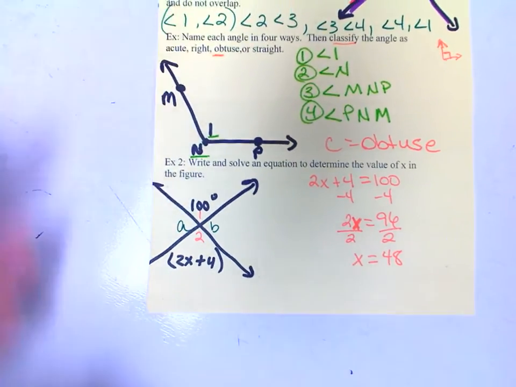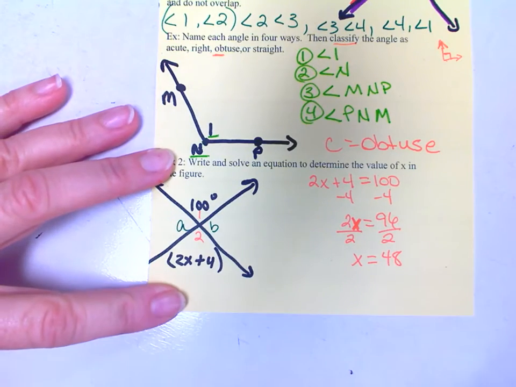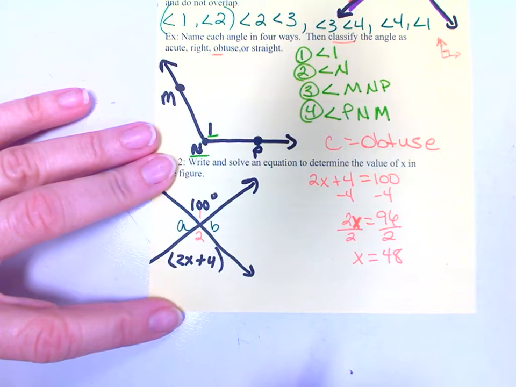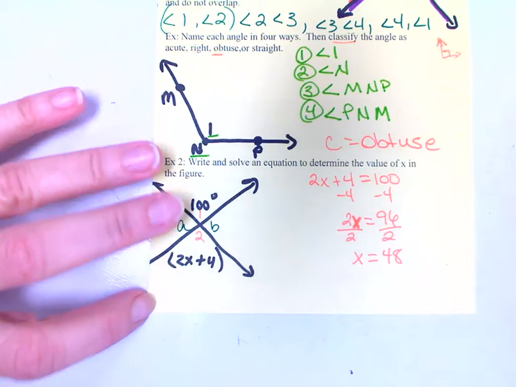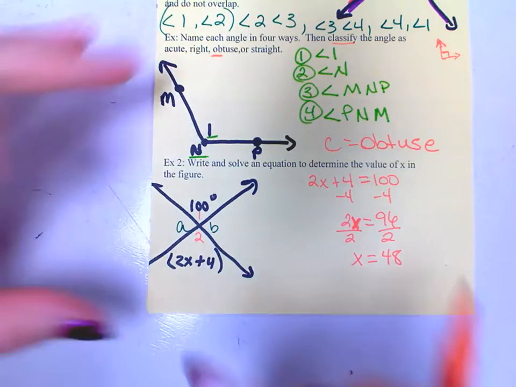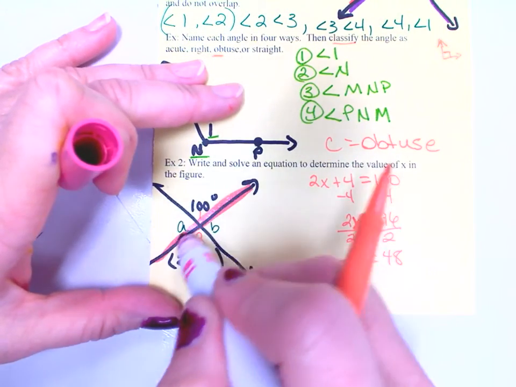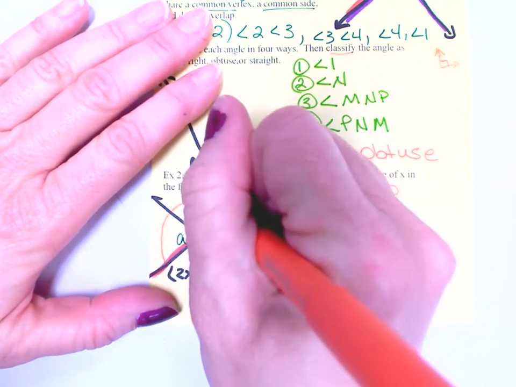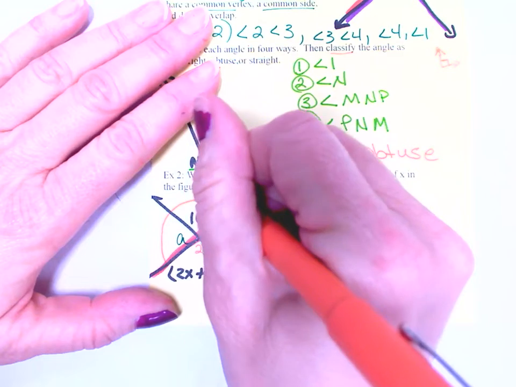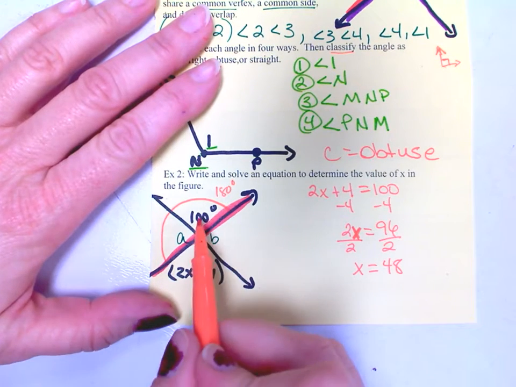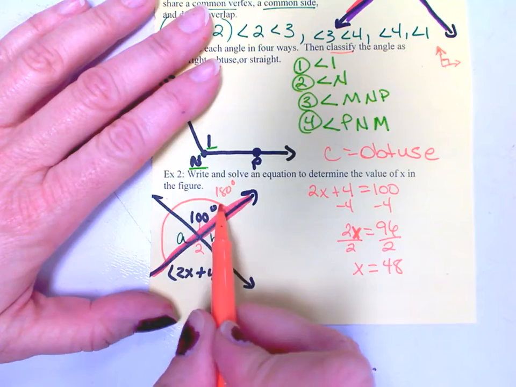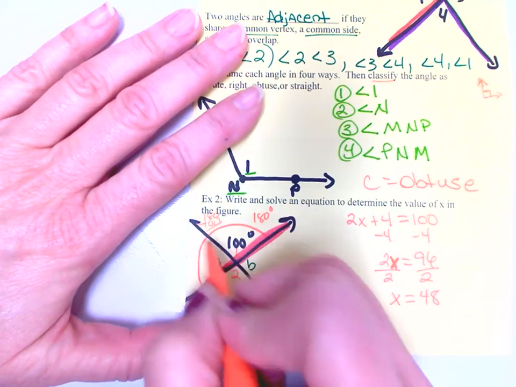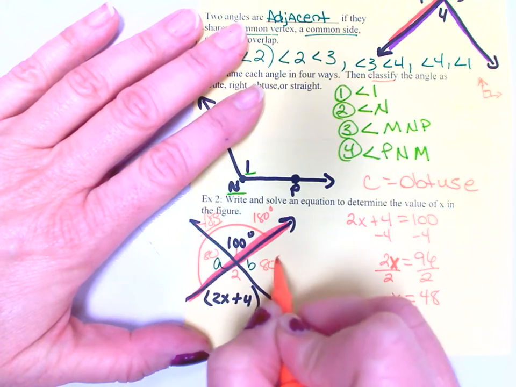What do I know about A and B? Those are also vertical angles. So they're going to measure the same. Can I tell what their measurement is? I can. Because if we know this is a straight line, I know this angle is going to measure 180 degrees. So if this angle's 100, and I know from here to here is 180, I need to take 180, subtract 100, and you're going to get 80 degrees.